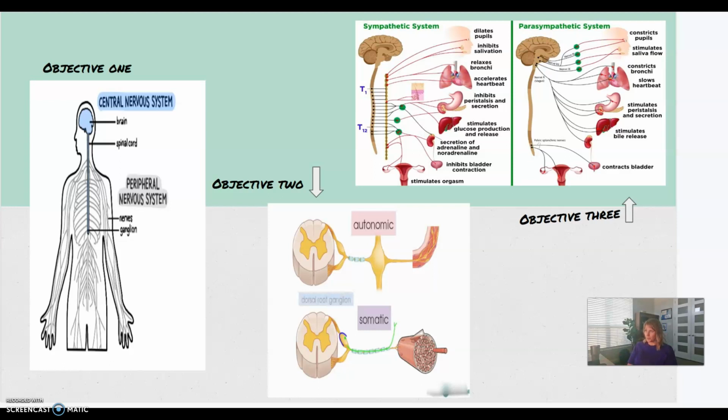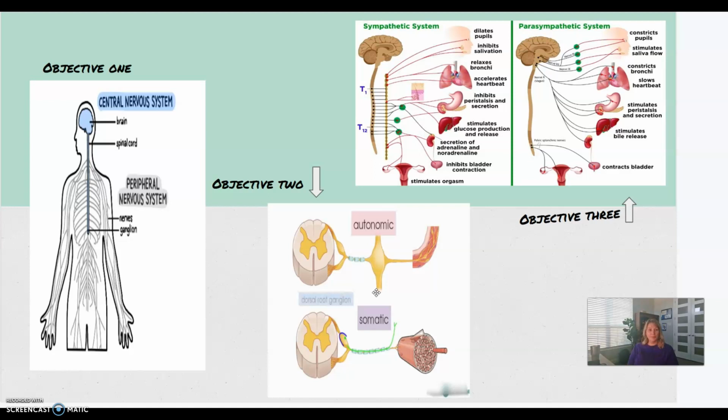Objective 1, the central nervous system and the peripheral nervous system. The brain and spinal cord make up the central nervous system. The peripheral nervous system is comprised of the somatic and the autonomic nervous systems. The somatic nervous system transmits sensory and motor signals to and from the central nervous system. So that is objective 2 also. And there's that picture.